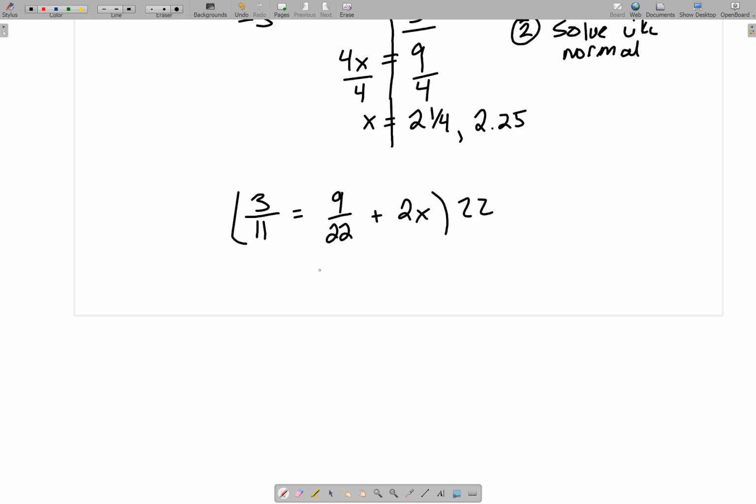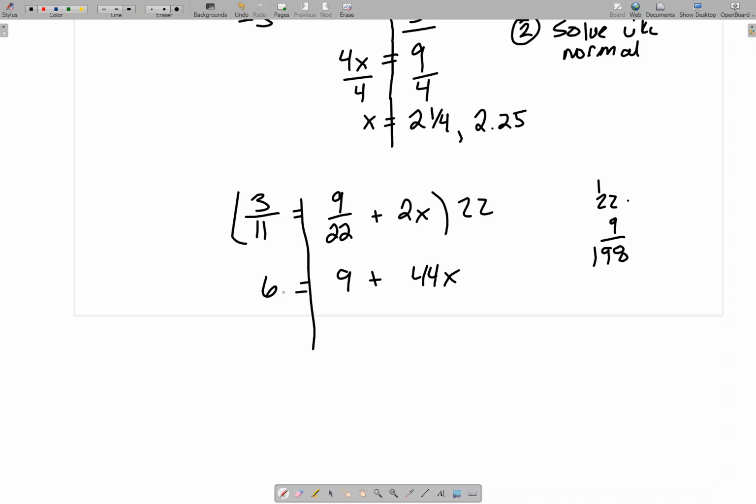When I multiply through, 22 times 2x is going to be 44x. Now I'm going to multiply by the numerator and divide by the denominator. 22 times 9, I don't know off the top of my head, so 9 times 2 is 18, so it's 198. But then 198 divided by 22 turns into 9. Okay. 22 times 3 is 66, and 66 divided by 11 is 6.